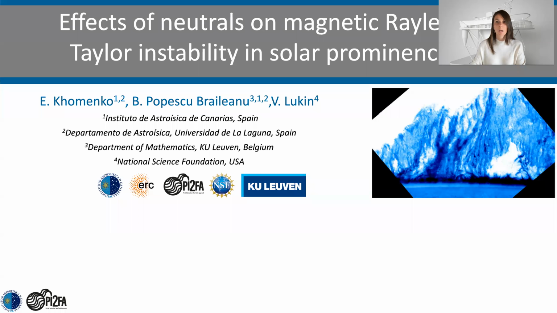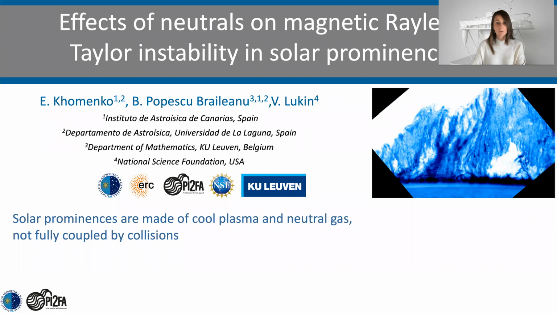Solar prominences are fascinating magnetic features. They are made of cool chromospheric material that is suspended for days and even months in the solar corona without falling. We know that solar prominences are made of cool plasma and a neutral gas, and these components are not fully coupled by collisions. What we don't know is how quickly this neutral component can drain out from prominences.